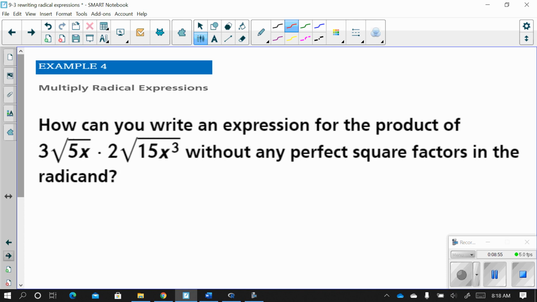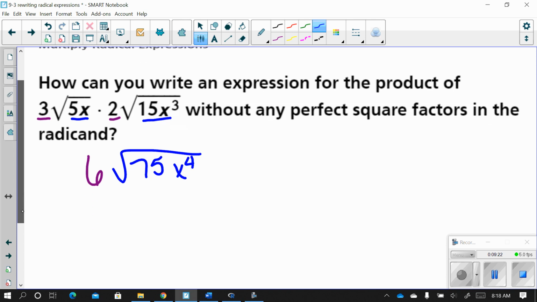Okay, so now that we've broken them down, let's see what happens when we multiply two of these together. Okay, so it's not too bad. We start by multiplying our coefficients. So I have 3 times 2 is 6. And we multiply the stuff underneath the square roots. So 5 times 15, that gives me 75. x times x cubed gives me x to the 4th.